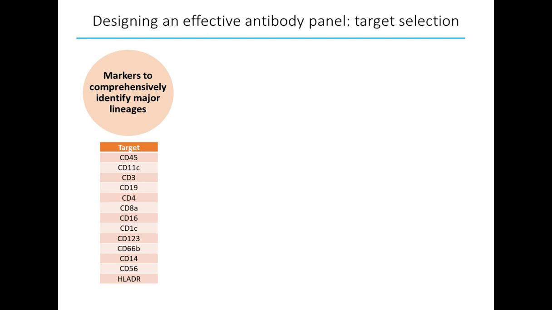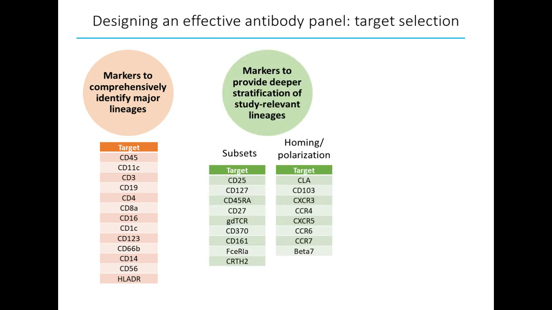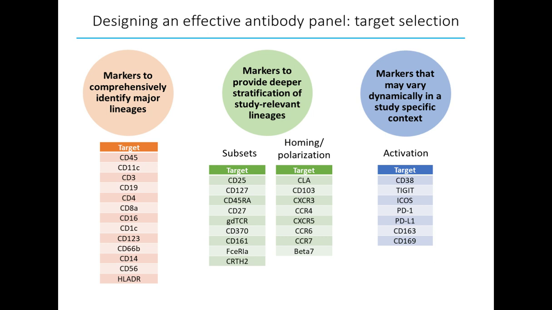And with this, we can do a pretty good job of deriving that broader heterogeneity of the circulating immune system. We supplement this with an additional set of markers to provide deeper stratification of specific cell types that we think are relevant for this specific study. For example, things like CD25 and CD127 to help us identify Tregs. We have a few allergy-focused markers there, things like Fc-epsilon receptor and CRTH2. And then we also had a hypothesis around the study involving homing, and so there's a pretty big range of chemokine receptors there, which are also used in some contexts to help define polarized T-cell subsets.